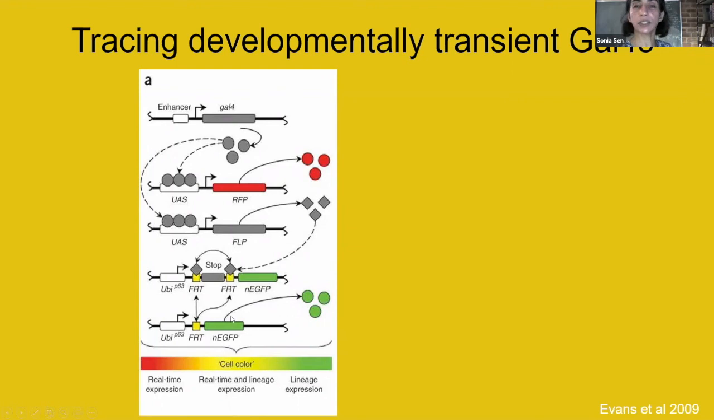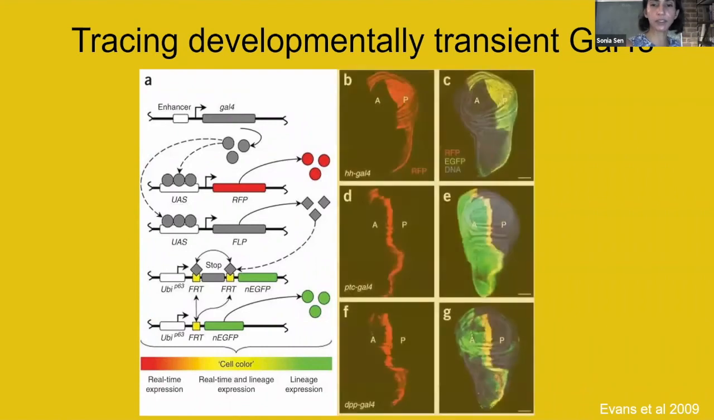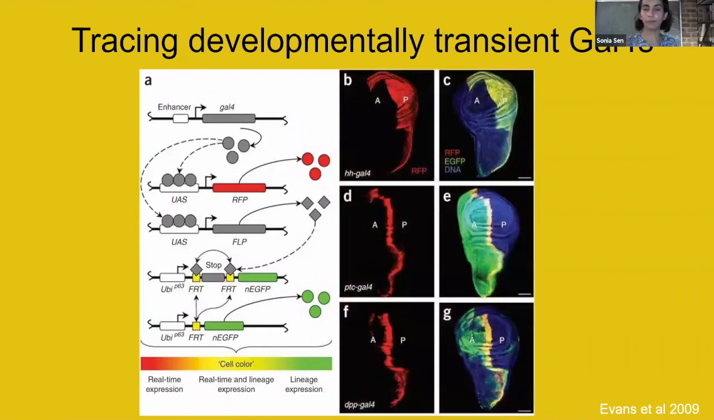Now, because that GFP is being driven by a ubiquitous promoter, what you end up with is when you open up this animal, say you're looking at the wing disc, in red, you'll see where that GAL4 is expressed now. And in green, you will see where that GAL4 was expressed during development. So this is how they showed it in their paper.